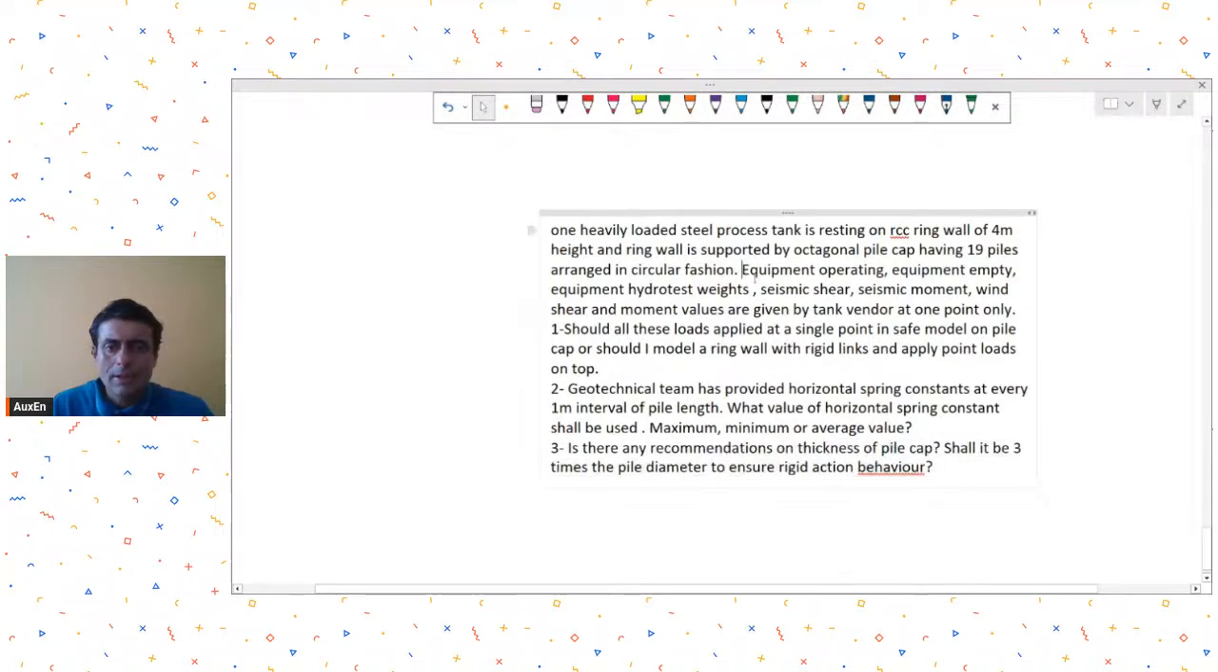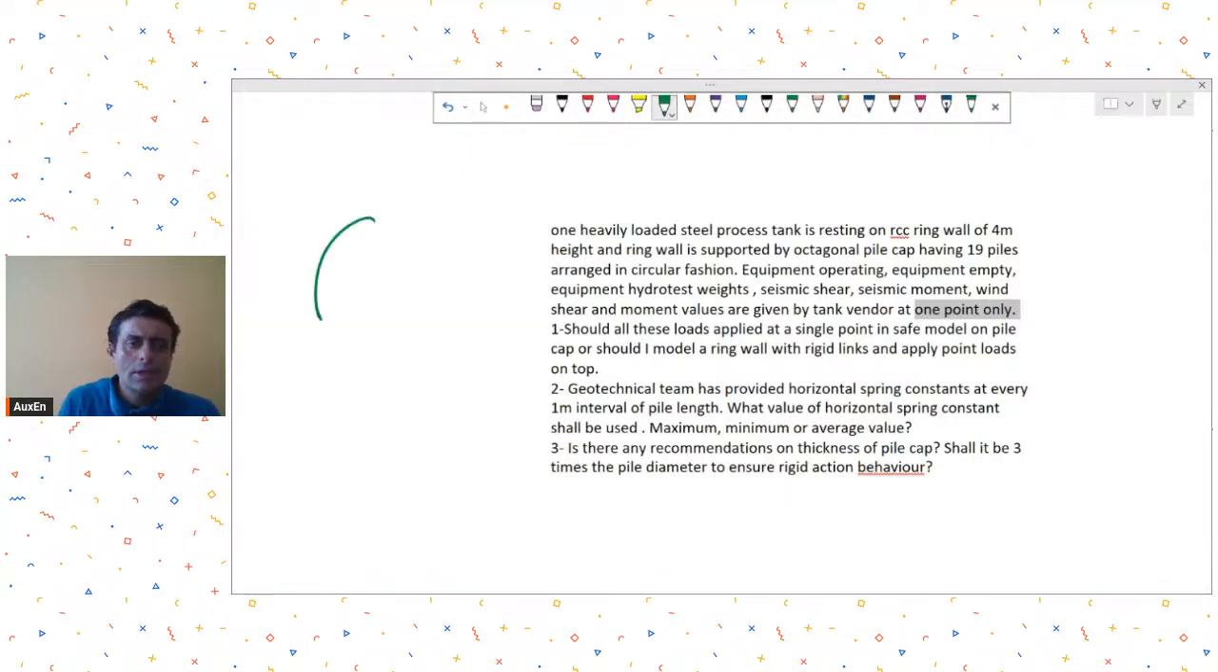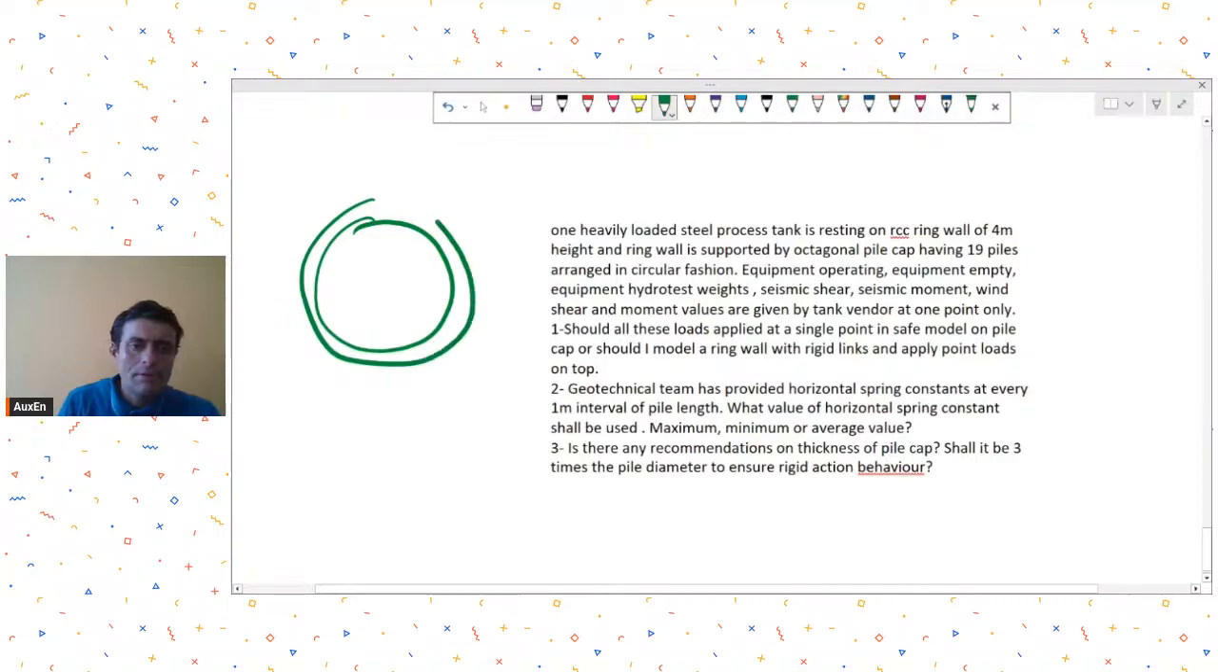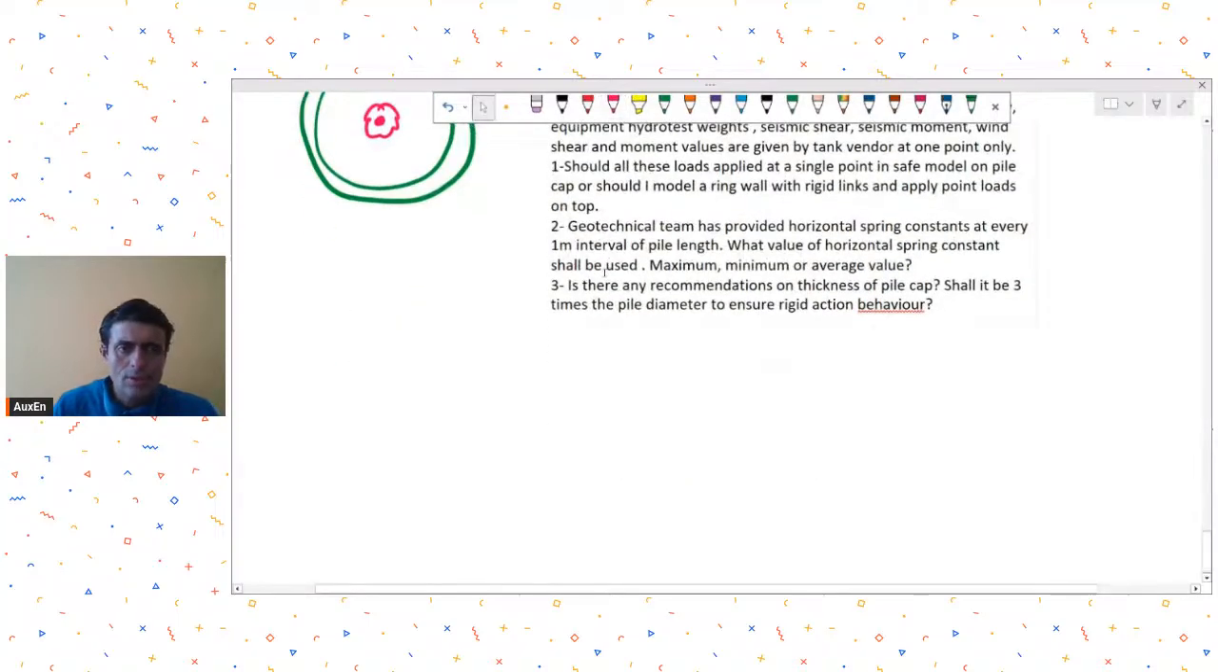Your equipment supplier has given all the load inputs at one point only. Which is that point? Is it the center point? Which point is it? Just see. See, if it's a ring wall, let's say, I've not understood this octagonal pile cap, what you're saying, but I'm saying this is the plan view. And let's say typically the equipment supplier has given you the values at this point only. Now, what you do is you just make a pile.